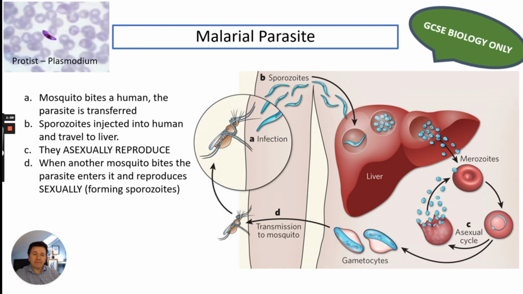Here we have the malarial parasite, which is a protist called Plasmodium. You can see that a mosquito bites a human and the parasite is transferred into the human and it travels through the blood into the liver. The protists then reproduce asexually, and when another mosquito bites, the parasite enters it and then reproduces within the mosquito sexually, forming something called sporozoites.